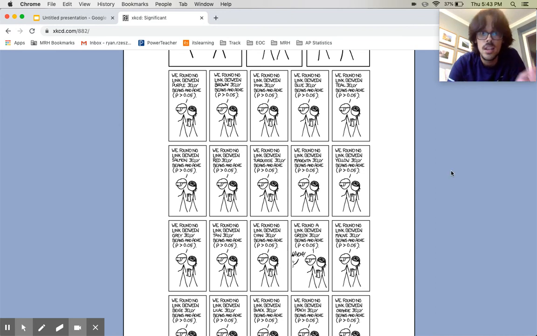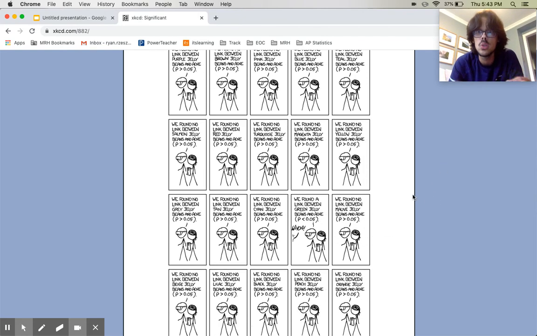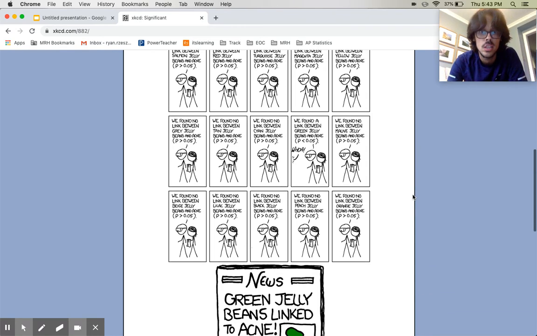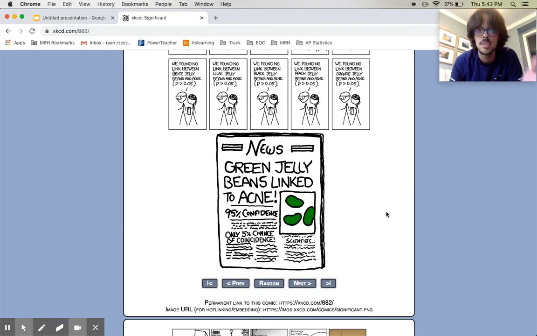But then, in that one brief, amazing trial right here in this panel of the comic, they did find a low enough p-value for green jelly beans and acne. So in that one trial, wow, the p-value was low enough. Oh my gosh, green jelly beans must be what cause acne, with 95% confidence they can report that. Okay?